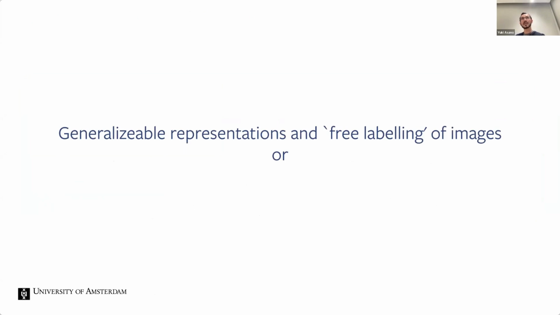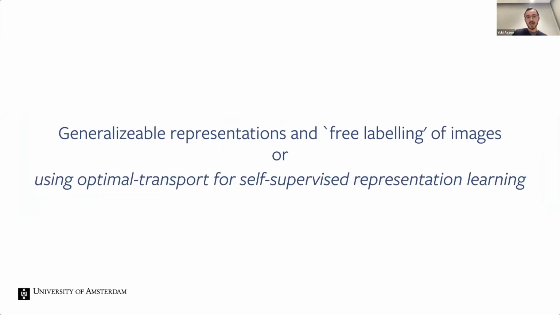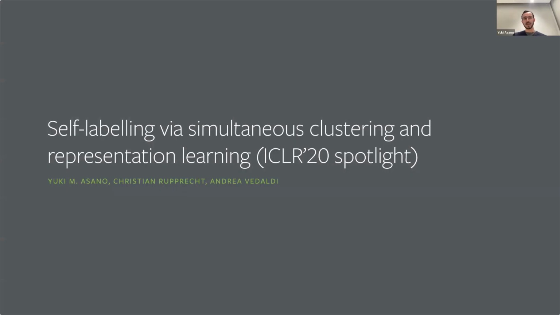So I'm going to talk about a method of ours which learns generalizable representations, and as such basically gives you a free labeling of images, where we use optimal transport for self-supervised learning. The paper is called Self-Labeling via Simultaneous Clustering and Representation Learning, and was a spotlight at ICLR 20. And I'll show you at the end why it's still relevant despite its being old, in quotation marks.